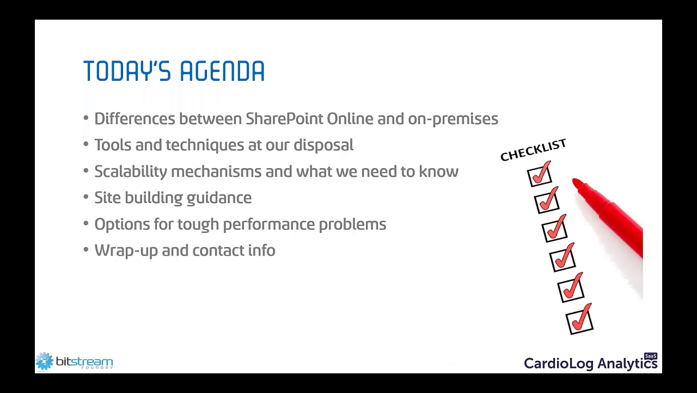So here's what we're going to talk about today. We're going to talk about the differences between SharePoint Online and on-prem, and cover briefly why they make a difference to us. We've had a variety of tools and techniques at our disposal for performance issues. We'll talk about some scalability mechanisms and what we need to know, and why it's important to know how SharePoint Online functions. We'll go into some site building guidance, things to do and things to avoid. Talk briefly towards the end about options for tough performance problems. And at the end, I'll have a wrap up and contact information, including links to my blog, if you want to get a hold of me.